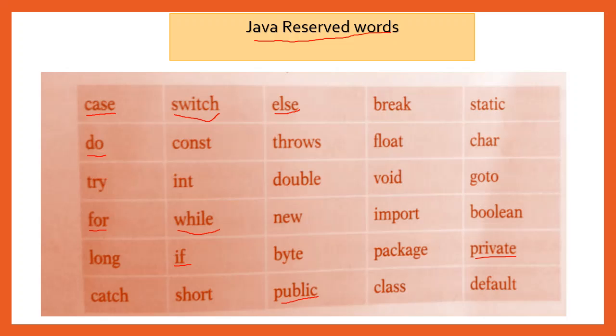Integer is a reserved word and float is a reserved word, and the next ones: long, char, byte, import. Just now we have seen the concept of how to import a package in your program. In order to import a package, you have to include a keyword called import. First you write the import keyword followed by the package name, followed by the dot symbol, then followed by star, followed by semicolon. All these are Java reserved words.